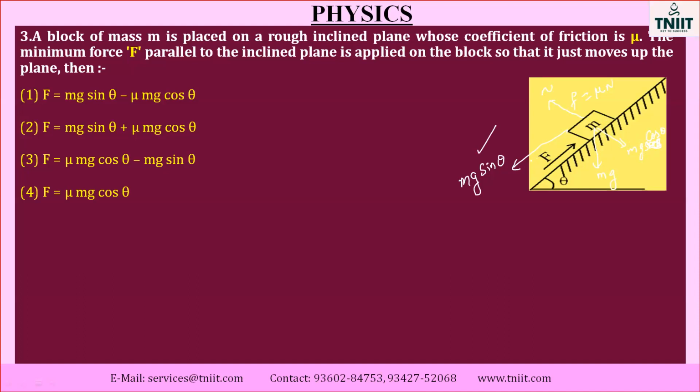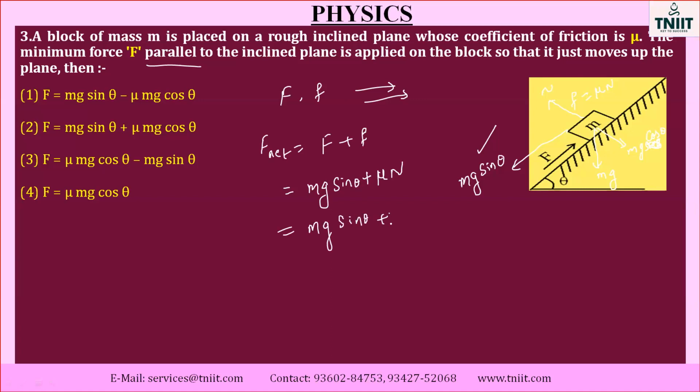Since the applied force and the frictional force are parallel, they are in the same direction. So the net force is nothing but the applied force plus the frictional force. What is the applied force? It is mg sin theta. Frictional force is mu into N. But what is N here? mg cos theta. So what is the total force? mg sin theta plus mu times mg cos theta. So second option. Since they are parallel, the two forces should be added. Suppose these two forces are acting in the opposite direction, then we do the subtraction of these two.